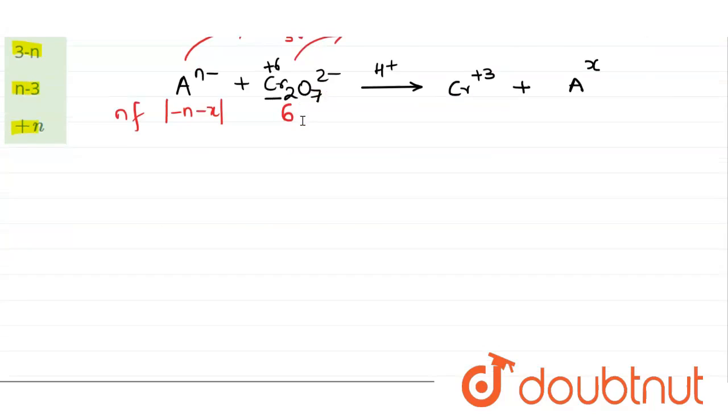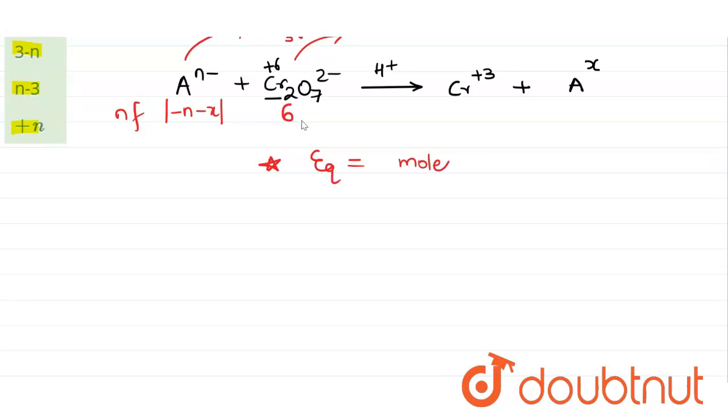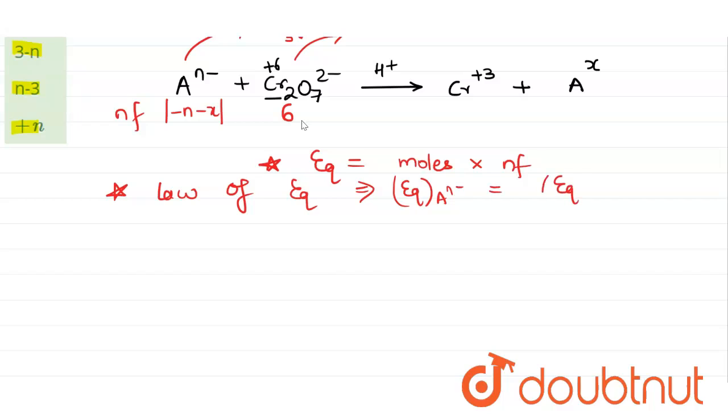Now we need to know a few more things. First thing is equivalence. Equivalence is equal to moles into n factor. Then one more thing, the law of equivalence. So what does this state? Equivalence of A^n- is equal to equivalence of Cr2O7 2-. So this is what it states.